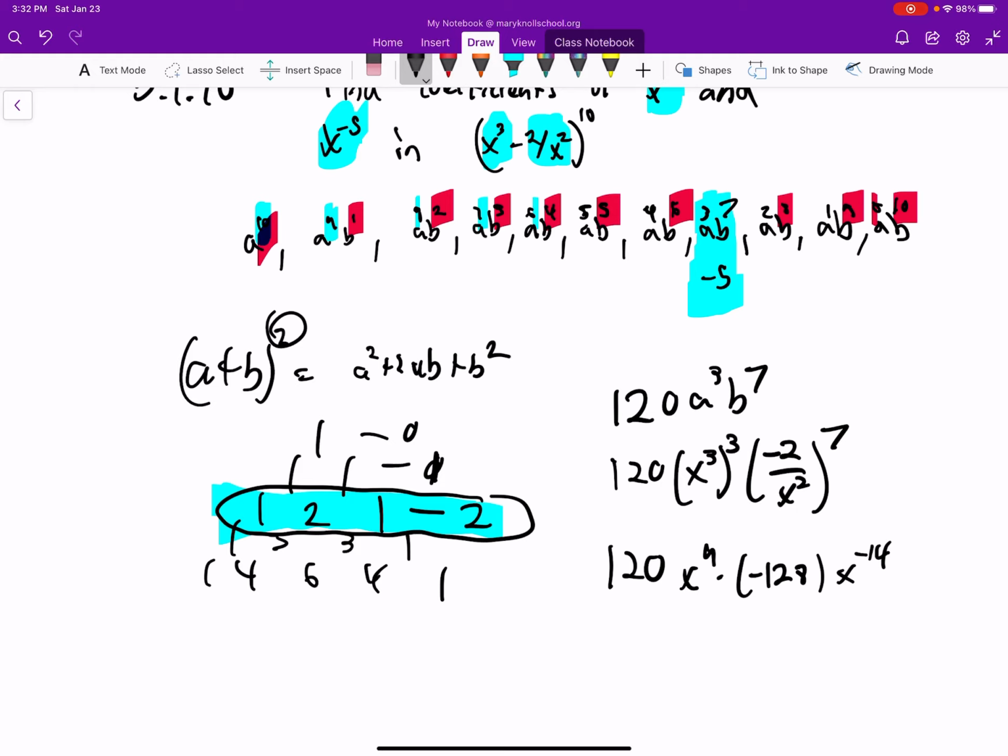That's going to be 120 times 128. It's going to be negative 15,360. And we already checked the answer, so we know it's right. And then x to the negative 5. And we're done. So the coefficient should be negative 15,360.